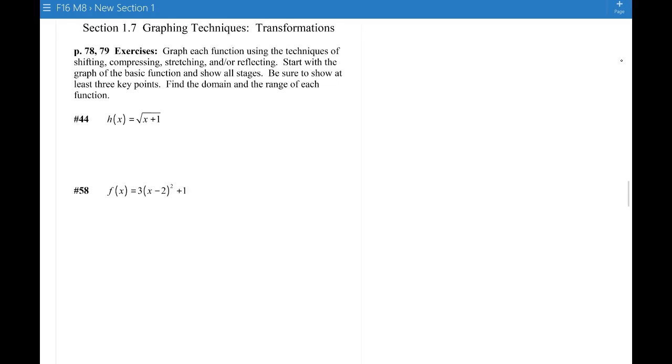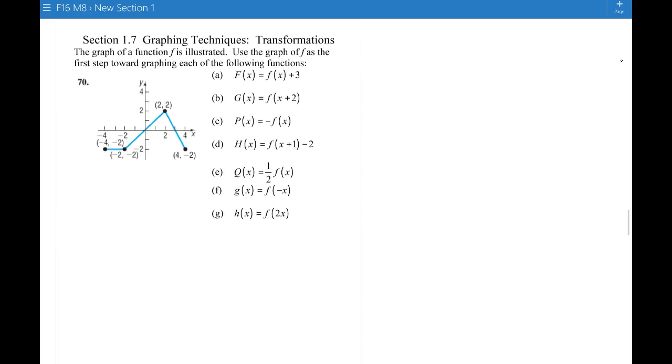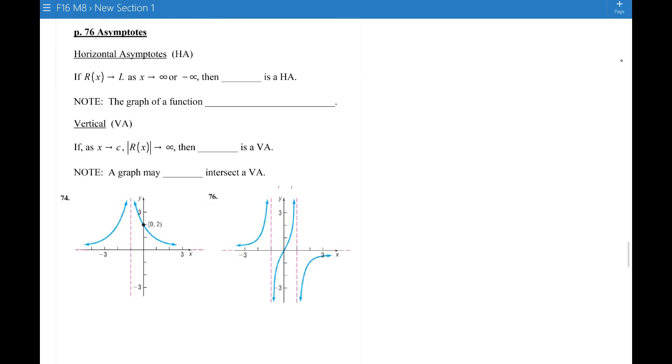Okay, so here's some practice exercises with combinations, and we're going to do some graphing using these techniques of transformation of graphs. And then we have some more exercises here where we're going to look at this f graph that's illustrated here and figure out what all the values are of these transformations. And then we're going to talk a little bit about asymptotes.